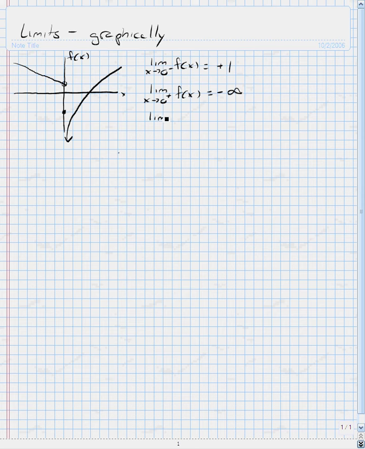And next, we're asked the limit of f of x as x approaches 0 from both sides. If you review the chapter, you'll find out that for a limit to exist from both sides, the limit from each side must be the same. So the limit from the left is positive 1. The limit from the right is negative infinity. Those two are not the same, so the limit does not exist.